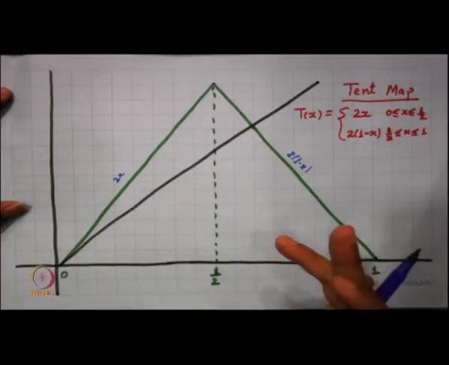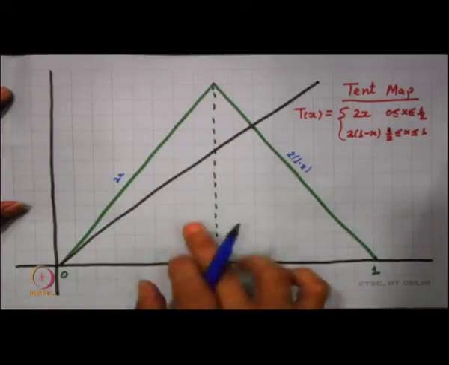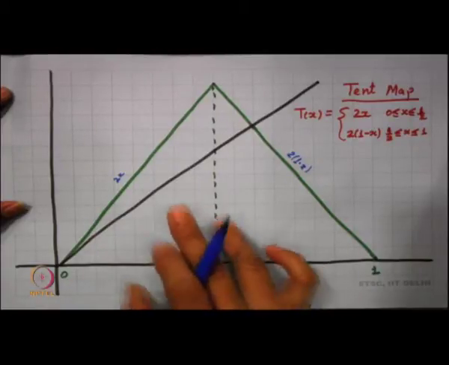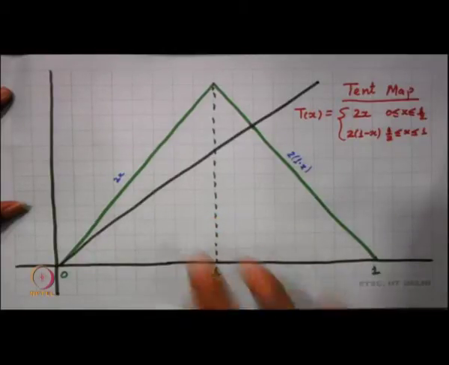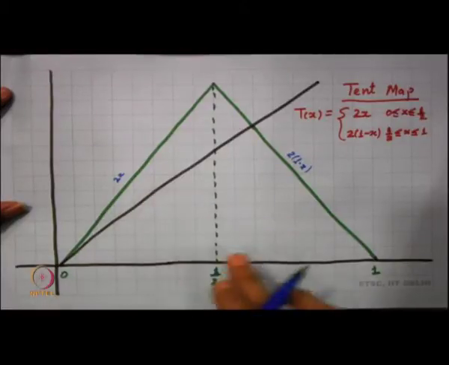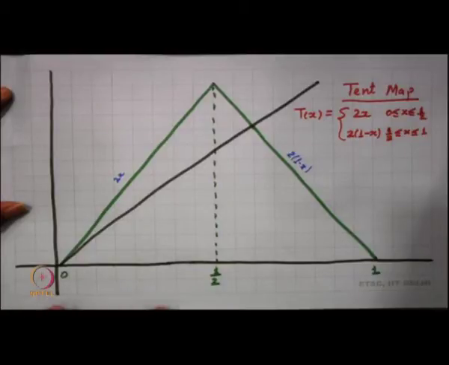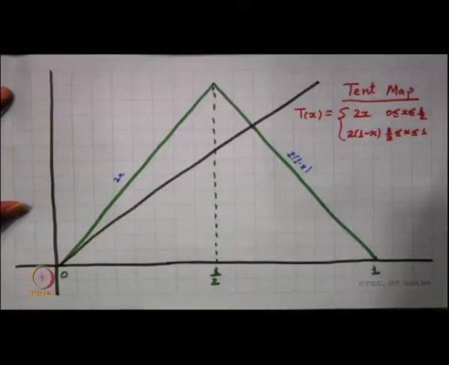The slope at each and every point is 2, except at the point half where it is not differentiable. So, this is not smooth everywhere, compared to the logistic curve, which is a smooth curve everywhere. This map is piecewise linear. It is completely linear between 0 and half, and completely linear between half and 1, and it has a slope 2 almost everywhere, right.